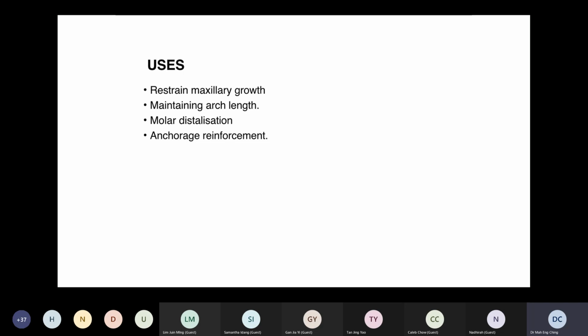So maybe you have to go more than 12 hours. Then if you just want to reinforce anchorage, where you don't want the molar to move forward, then maybe you do fewer hours, less than 12 hours. So it really depends on how much you want the maxilla to go back. If you want the maxilla to go back a lot, then maybe you have to increase the hours of wearing. If you just want to prevent the molar from moving forward, which is called anchorage reinforcement, then maybe you do it for fewer hours.